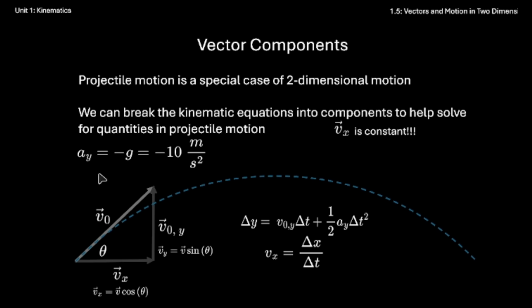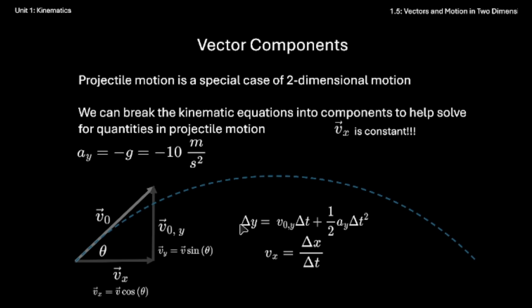On the AP exam, the acceleration in the y direction on Earth is equal to negative little g. Little g is, for the purposes of the AP exam, 10 meters per second squared. That's the acceleration due to gravity. You can use 9.8 or 9.81 meters per second squared, but they are also perfectly fine with 10, because that's just an approximation and it makes calculations easier.